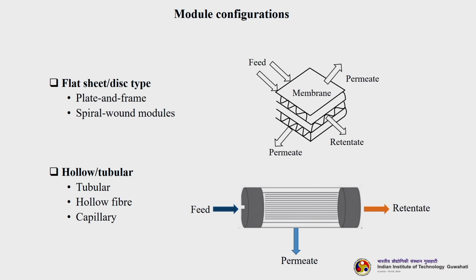So, let us start discussing the module configurations. There are various types of module configurations possible, which we broadly classify into two types: flat sheet or disc type, under which the traditional plate and frame module and spiral wound module come, and hollow fiber or tubular, under which tubular modules, hollow fiber modules and capillary modules are the possible configurations. This is the flat sheet, plate and frame type membrane, the traditional plate and frame module, and this one is the tubular or hollow fiber module.